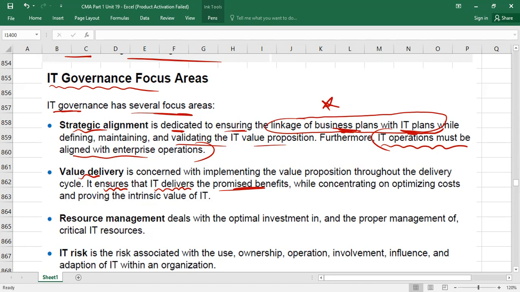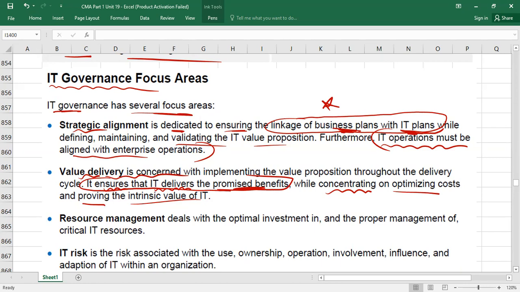So here is the key statement. It ensures that IT delivers the promised benefit, while concentrating on optimizing cost and proving the intrinsic value of IT. In simple words, it ensures that IT delivers the promised benefit or not.